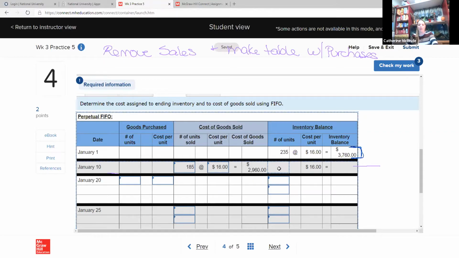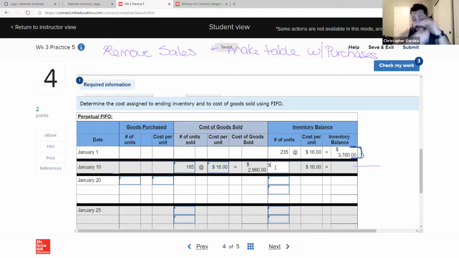So that means if I started with 235 units and I sold 185, I now have 50. I now have 50 units at the $16 because that's my only layer.